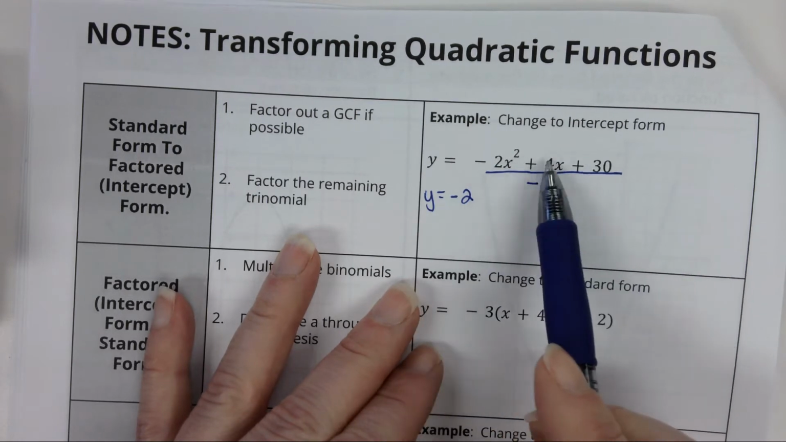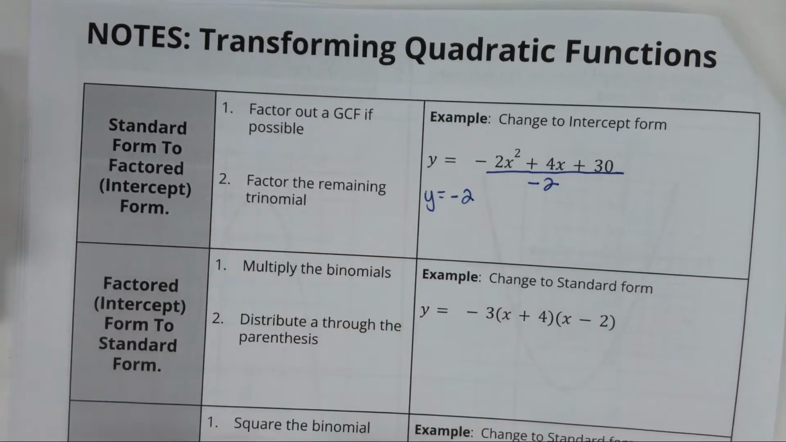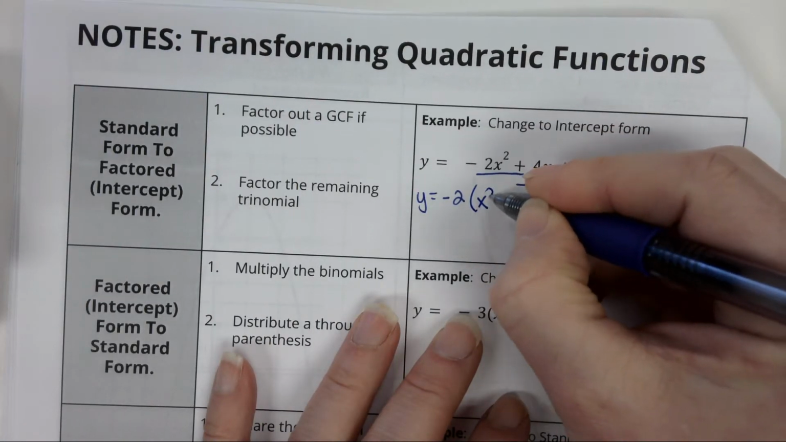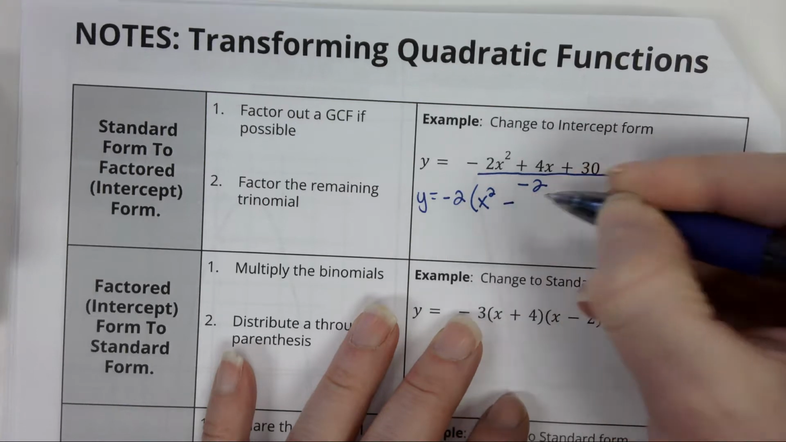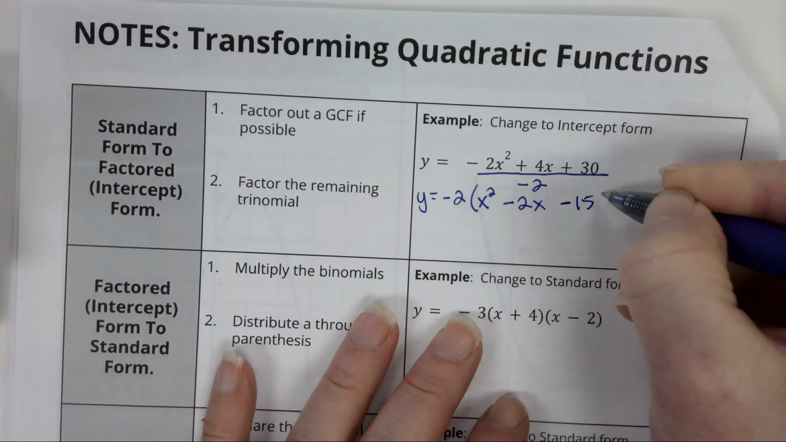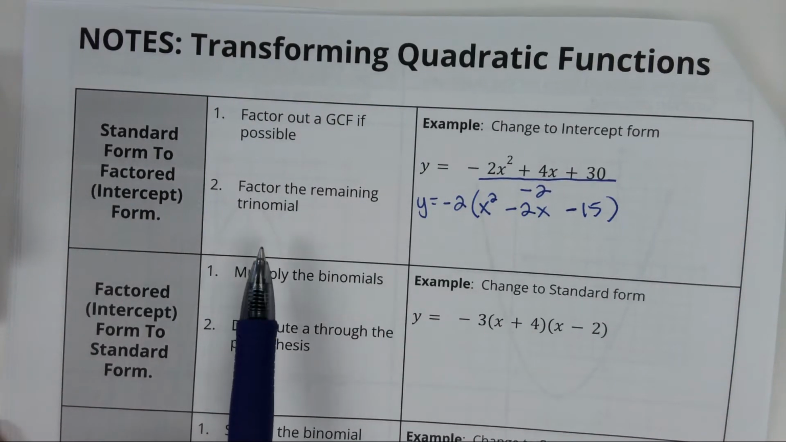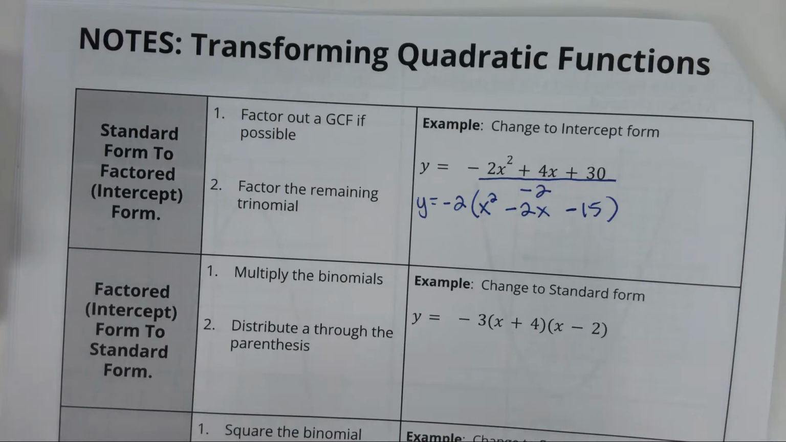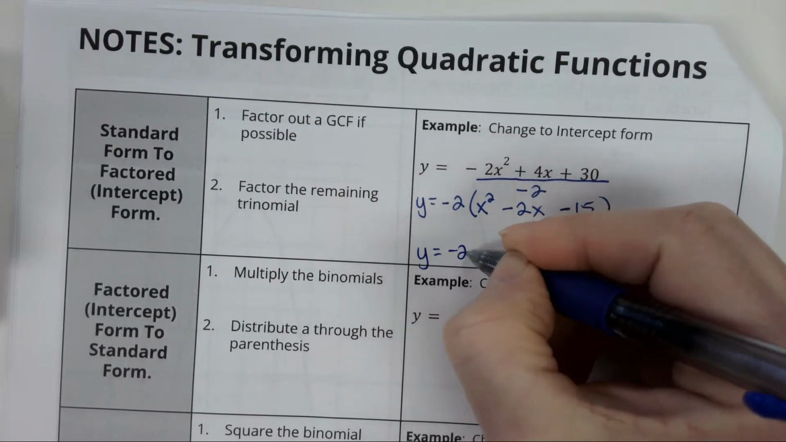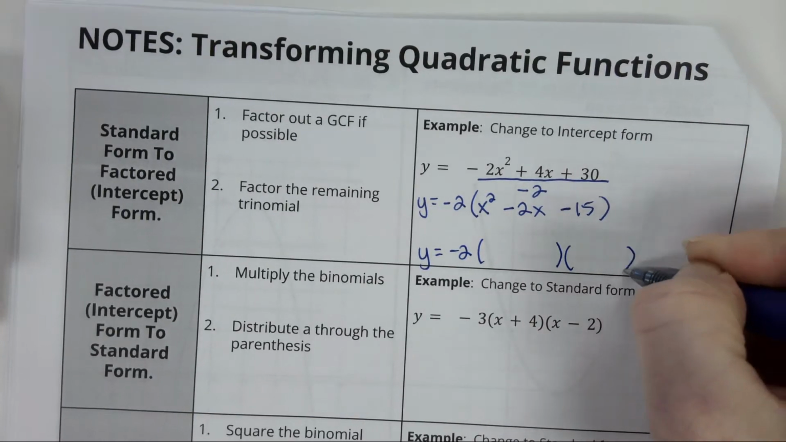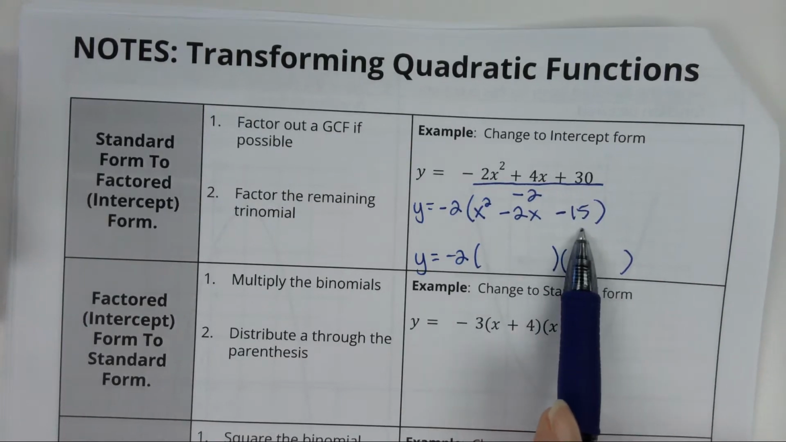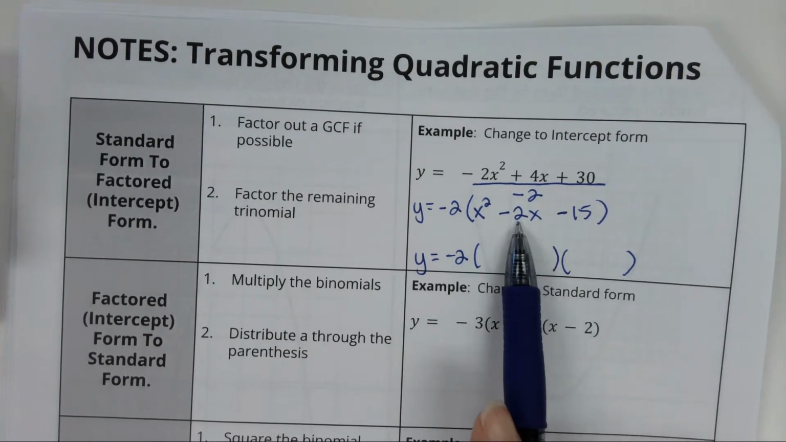But yes, I'm going to divide each of those expressions or monomials by -2, and I'm left with x squared. 4x divided by -2 is -2x. And then 30 divided by -2 is -15. And then I remember my goal is factored form, those 2 parentheses that help give me my intercepts. So I leave this -2 in front. If you want to use the box method, you can, but we're looking for factors that multiply to be -15 and add up to be -2.